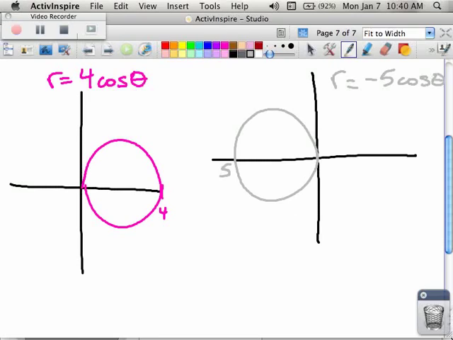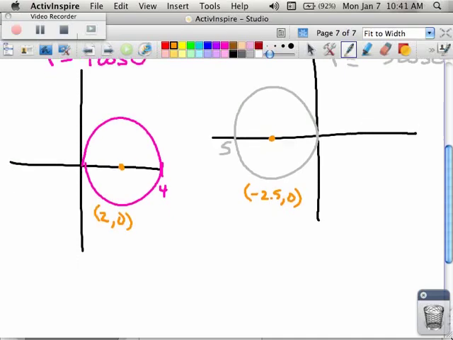So left and right graphs are cosine, which makes sense because cosine was like our x that went left and right. And sine graphs are like our y, so they're up and down circles. And the number in front is always the diameter. If I were going to be locating the centers then, on this particular graph, this center would be at (negative 2.5, 0). And this center would be at (2, 0).